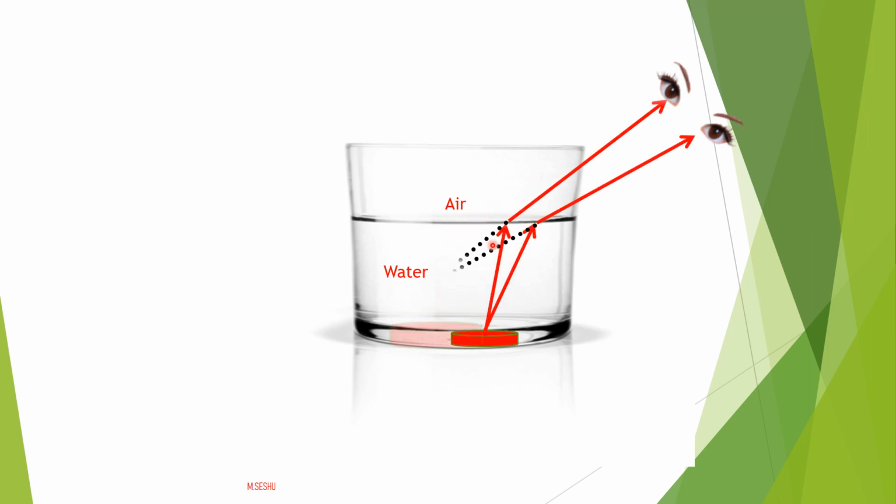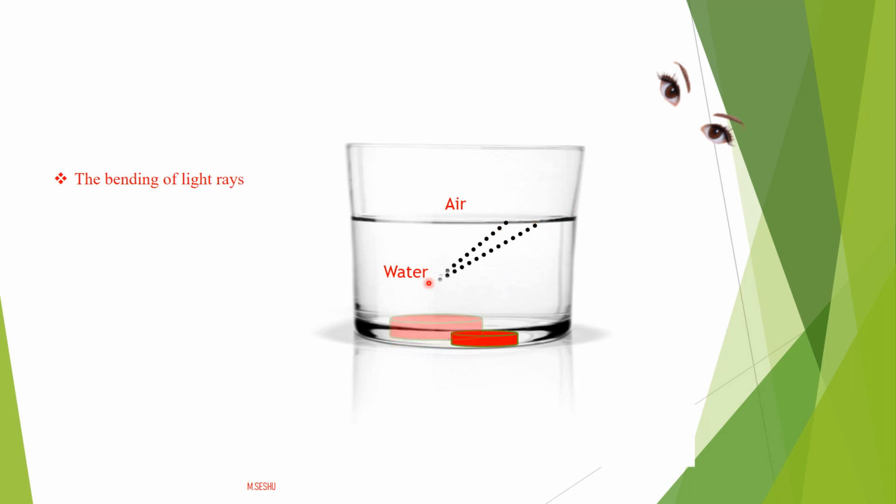Now due to the change in the medium, light slightly bends and travels along this direction. This bending of light rays at the surface of separation of two media is called refraction. If you extend these refracted rays in the backward direction, they meet at this point. There the image is formed.